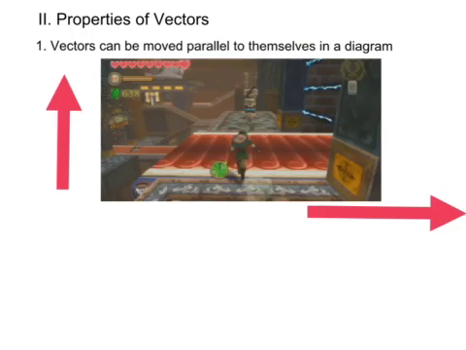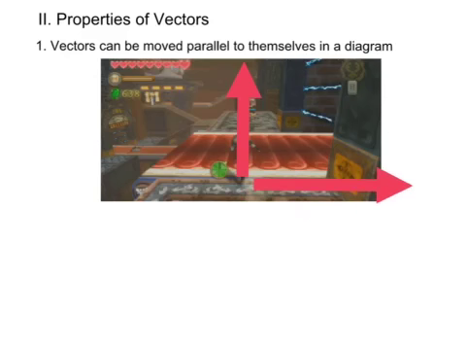Now, all vectors have a set of properties that are common to all vectors. Okay. First, vectors can be moved parallel to themselves in a diagram. So here we've got Link here, and he's about to run across this conveyor belt. Okay. So Link has a velocity vector in this direction. Because Link is the object, we put the tail of his velocity on him. Now, as you know, if you played a game like this, as Link goes across this conveyor belt, he's going to also be moved to the right because the conveyor belt is moving.